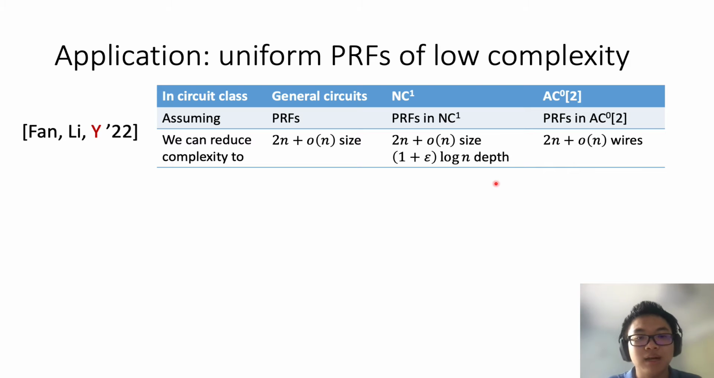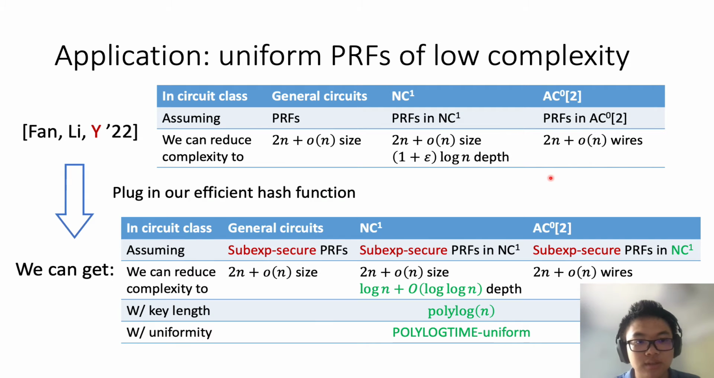Similarly, if PRFs exist in AC0, then we can obtain PRFs computable by AC0 circuits of 2n plus little o of n wires. Now, if we plug in our new hash function we discussed previously, we can obtain PRFs of polylog key length and polylog time uniformity.